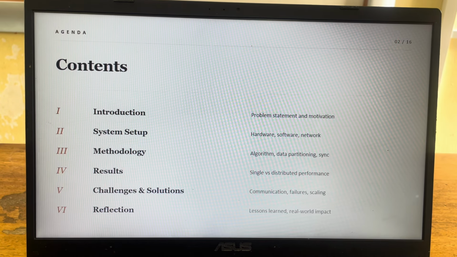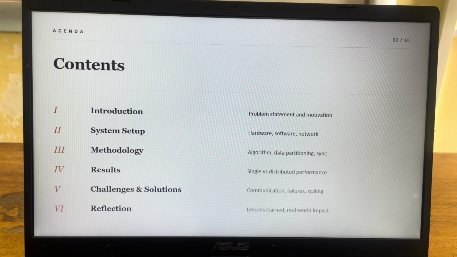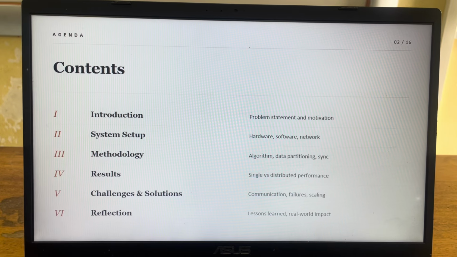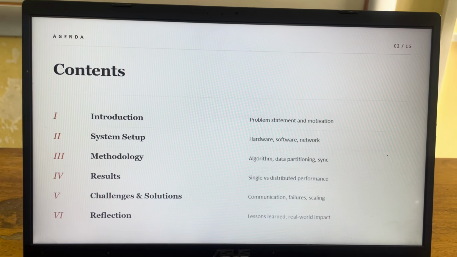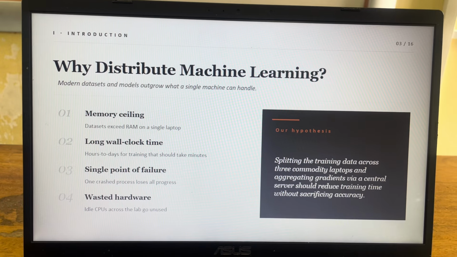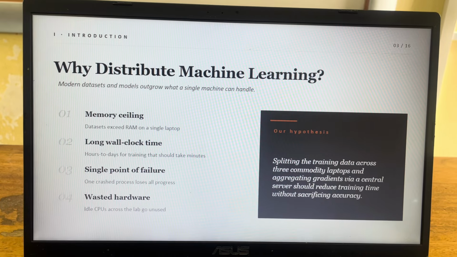So the contents of this slideshow: we're going to find the introduction, where it outlines the problem statement and the motivation. We're going to have the system setup next, the methodology, then the results, then challenges and solutions, then reflections. So now, why distribute machine learning?